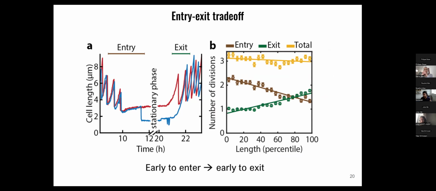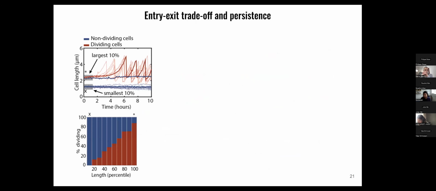So this heterogeneity in the way the cell enters and exits didn't matter in very short stationary phase. However, if we keep the cells in stationary phase for a prolonged duration, the smallest 10% of the cells could not even wake up. Only the top 10% of cells had 80% success in waking up.